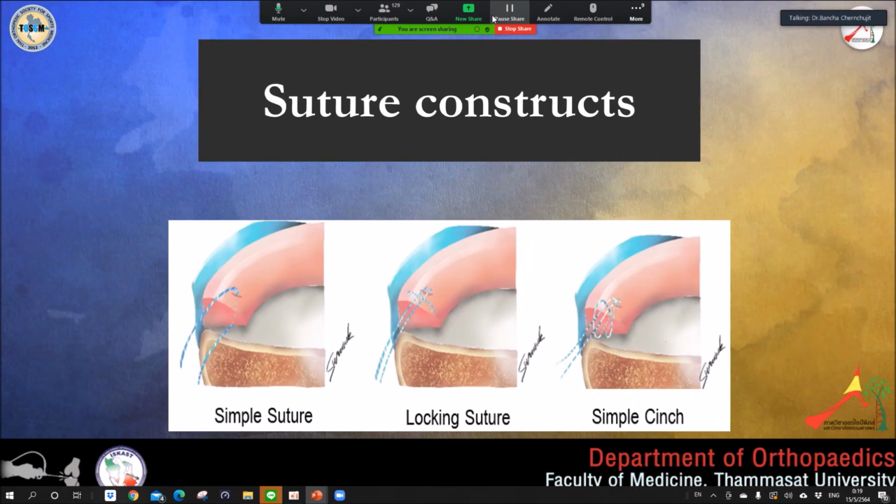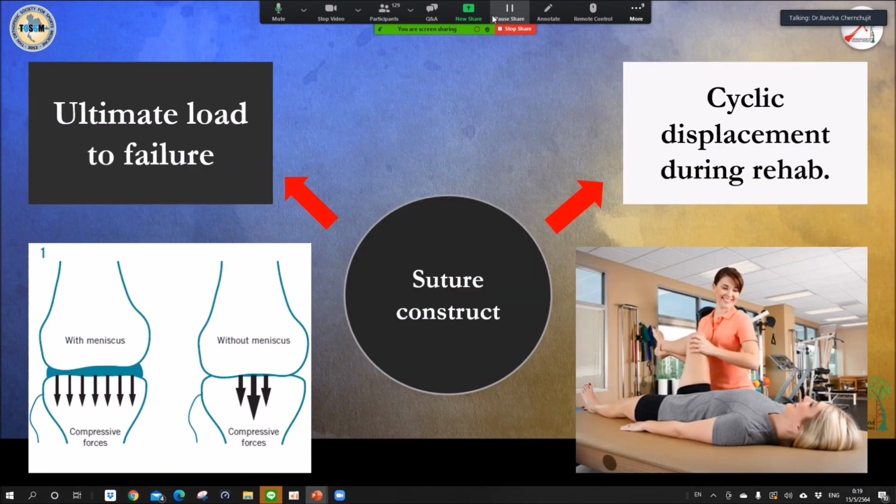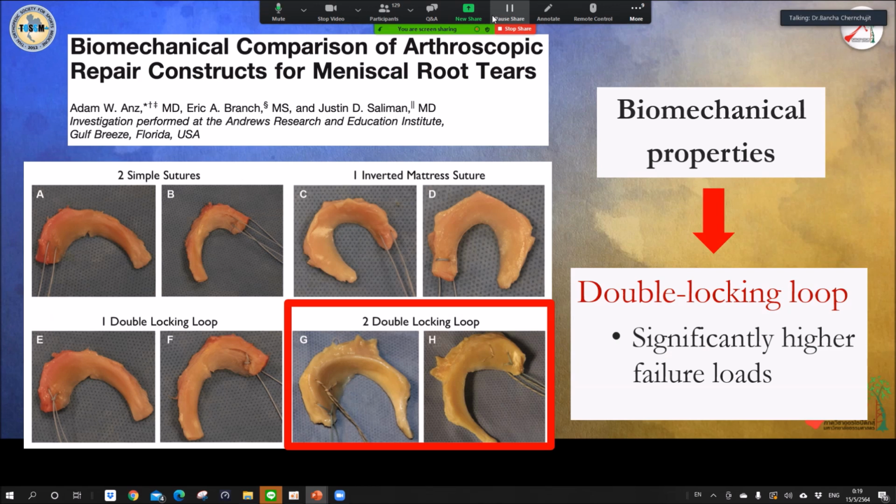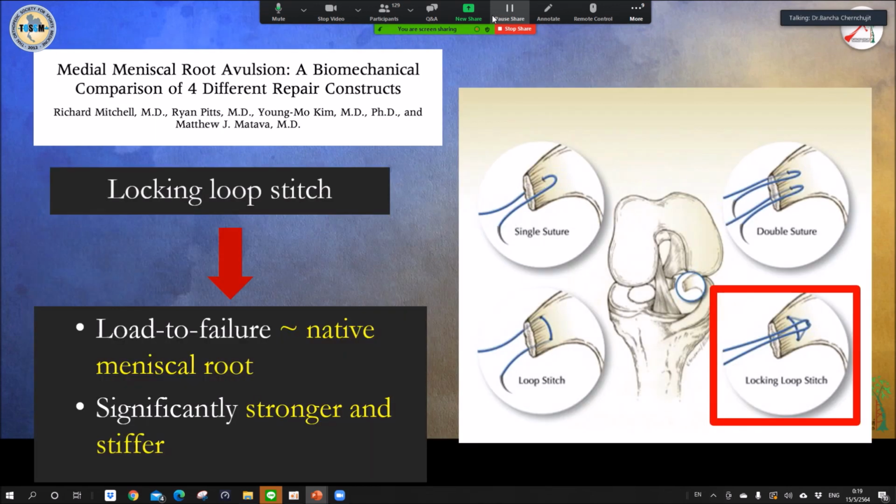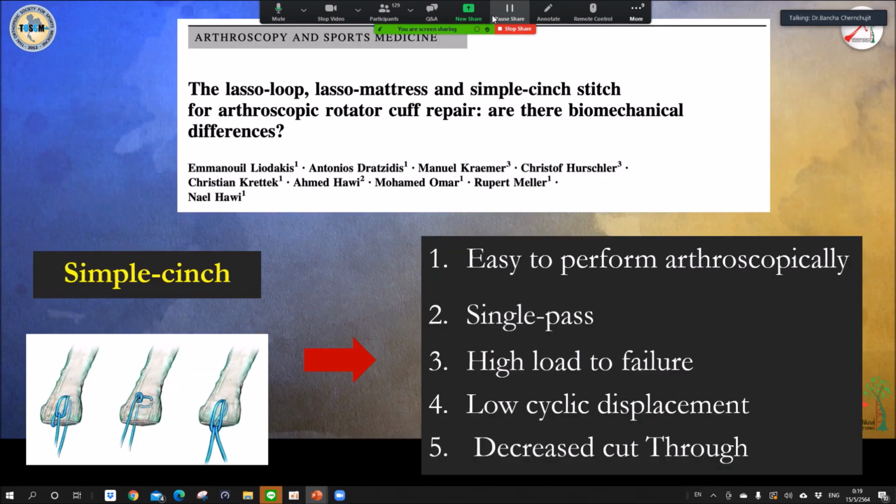For the suture construct, there's many suture constructs for the repair. So there's a study comparing the biomechanical properties of the suture constructs. They found that the double locking loop has significantly higher failure load, right? So this is a double locking loop, okay? And another study comparing techniques found that the simple cinch also works very well, okay? The third one, this is a simple cinch stitch. You have single pass and less cyclic displacement.